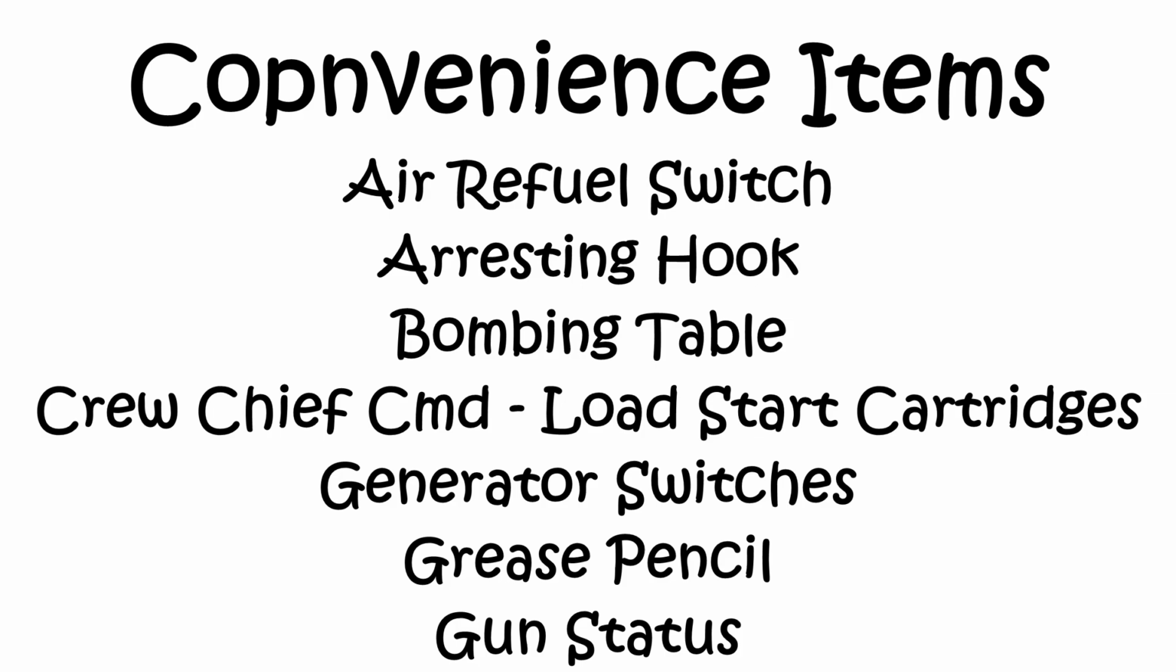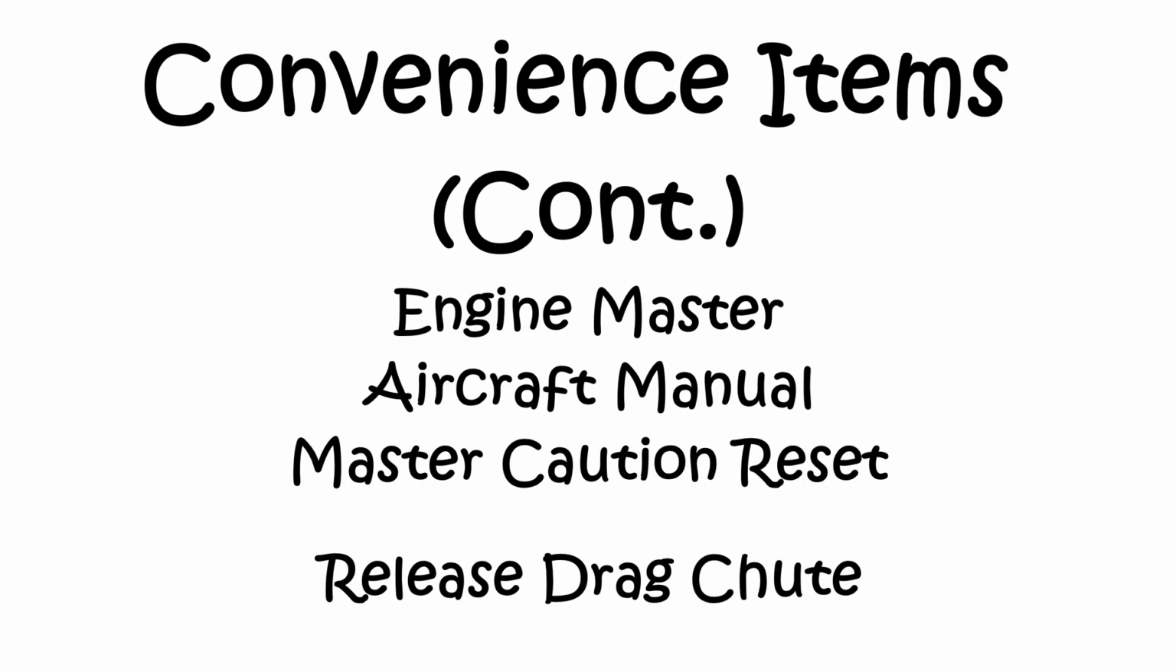The generator switches help with the engine start procedure, as well as the engine master. I put the aircraft manual on a HOTAS button so I can access it a little bit easier in flight, as well as the master caution reset, which I find hard to get at on the panel, so I have a button for that. And the last of the convenience items is release the drag chute, although not critical.